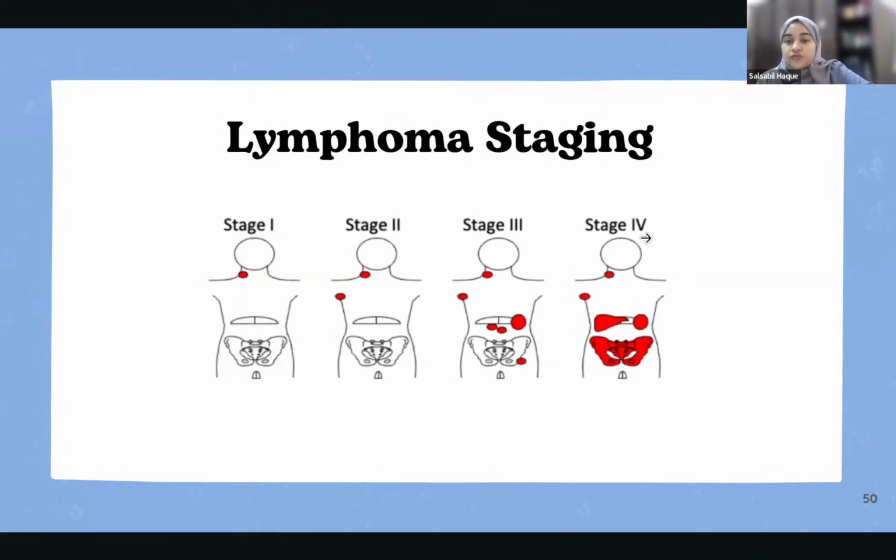And then stage 4 is if there is any extranodal or extra lymphatic involvement, such as the liver, the spleen, or the bones. Those are important.